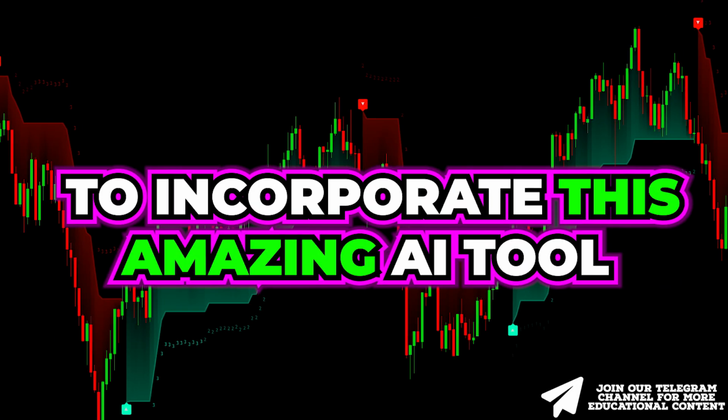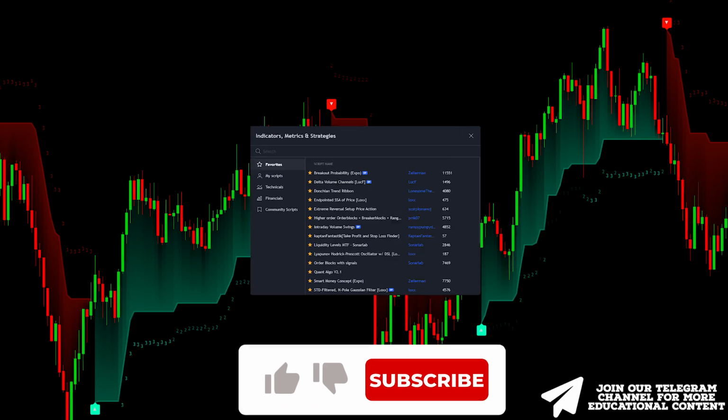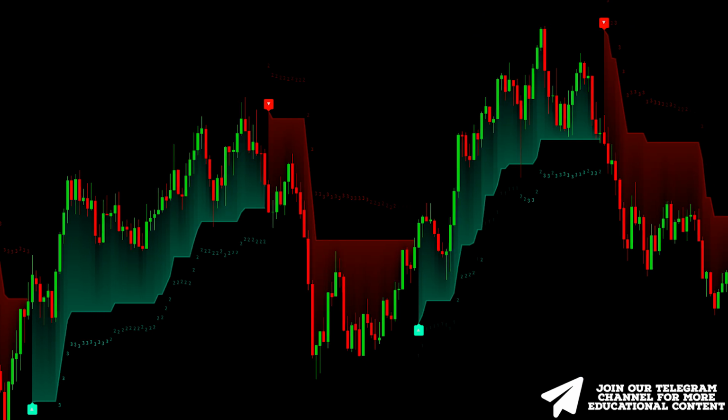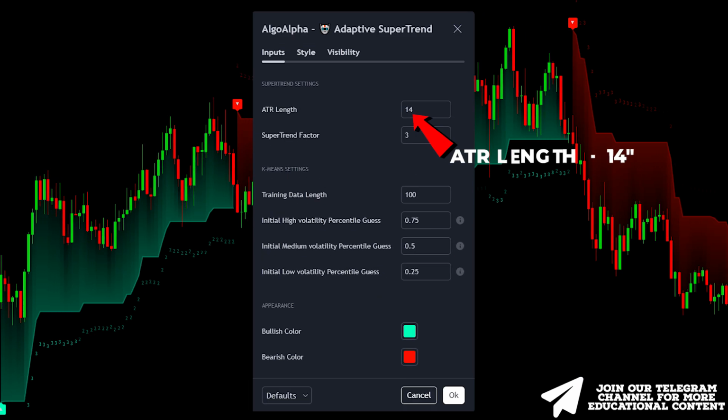To incorporate this amazing AI tool, open the indicator menu, search for machine learning super trend, and add it to your chart. Next, go to the settings and change the ATR length to 14.